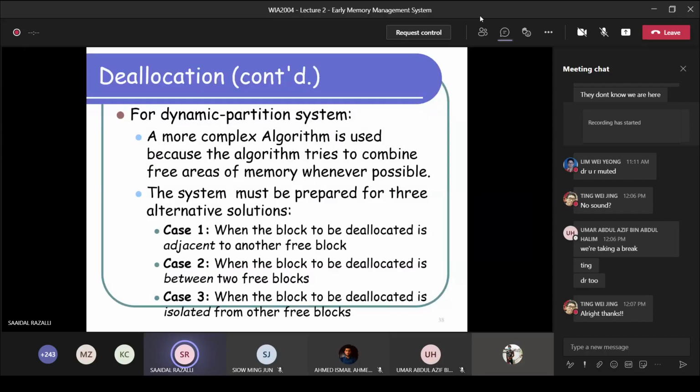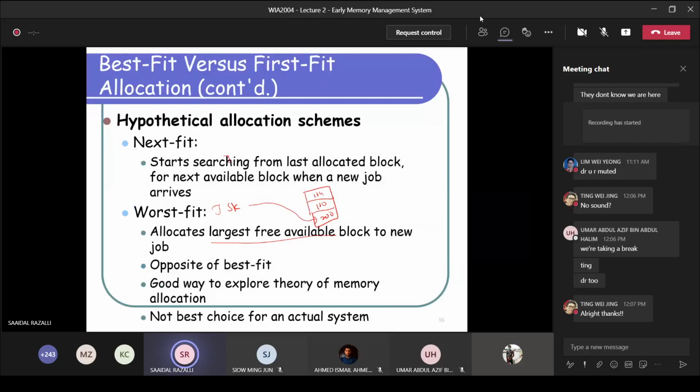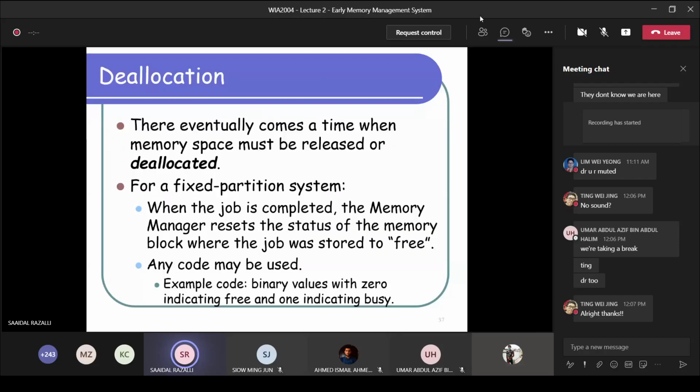Okay, we will continue our de-allocation. There eventually comes a time when memory space must be released or de-allocated, meaning the job has already finished processing and you want to remove it from the memory.